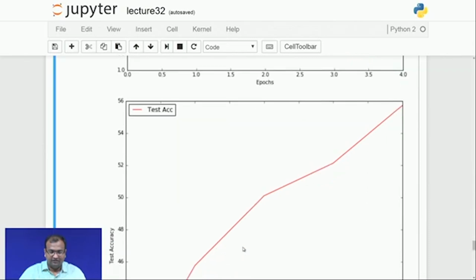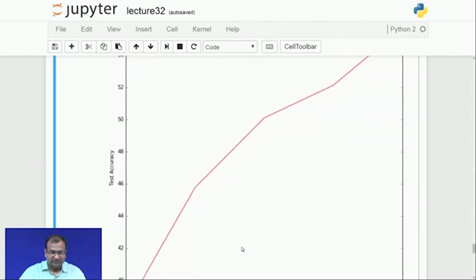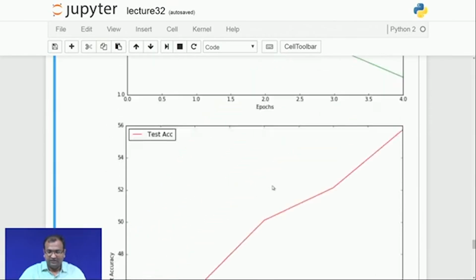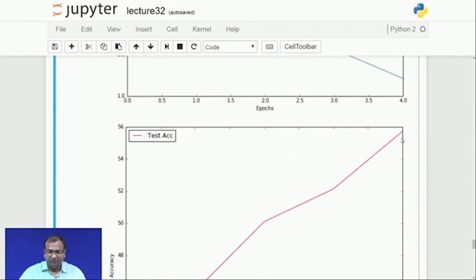Now, if you look at the accuracy part, it starts very low at about 38 point some percent, and then at the end it goes quite high to about 56%. Not an impressive figure, but definitely a factor of roughly 18% is an increase which you get just by training it for 5 epochs.